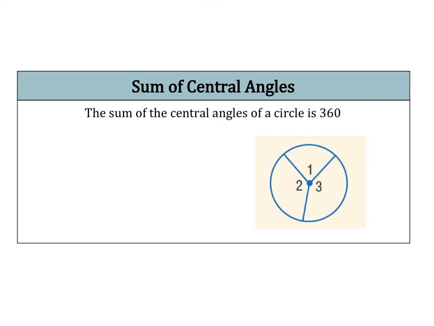Now, one important thing to know is that the sum, meaning that we're going to add, of the central angles of a circle is always going to be 360 degrees. So we can create an equation for this circle. We could say that angle 1 plus angle 2 plus angle 3 should always equal 360 degrees. Now, please don't get that confused with the triangle sum theorem. Remember, for a triangle, the sum of the angles is 180. For a circle, it's 360 degrees.